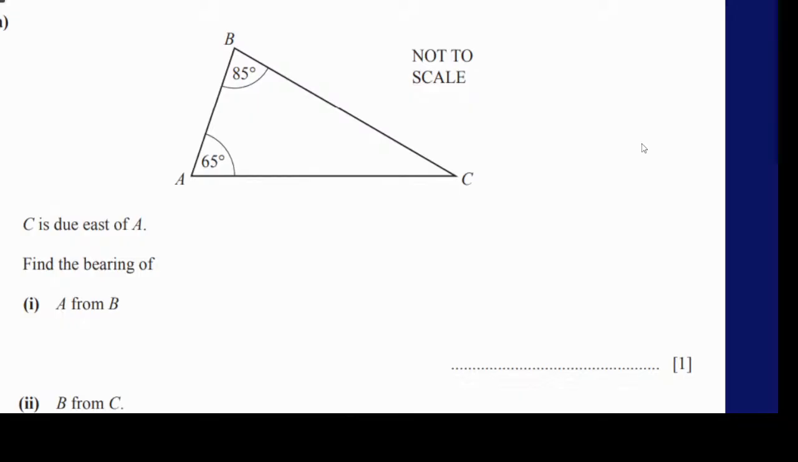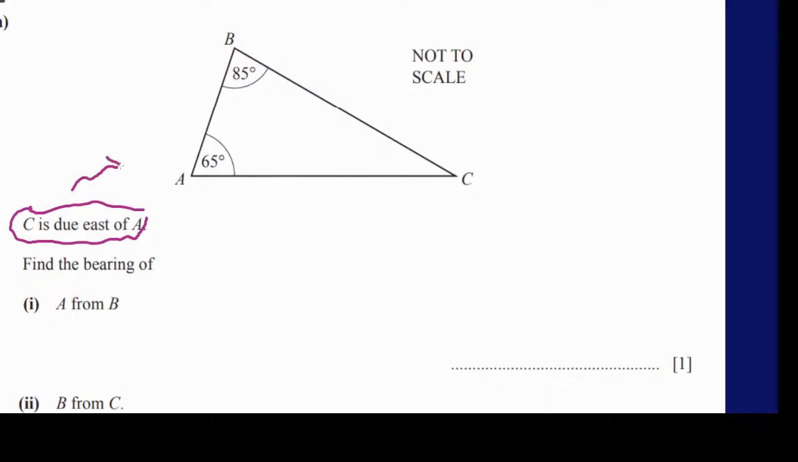Alright, you have been told C is due east of A. What does that mean? Where is C located? It is in the east direction of A. So how would you show that information?